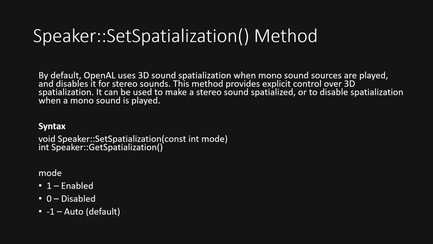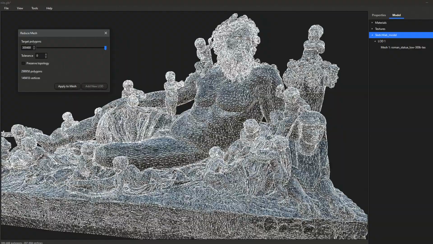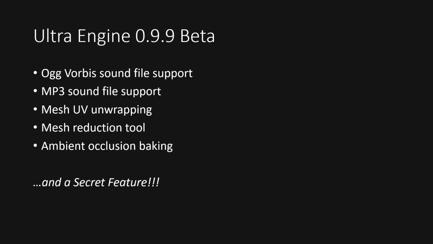So secret feature, that's the 6th one. You've got 6 in total on top of the UV unwrapping, OGG support, MP3 support, mesh reduction, and ambient occlusion baking. This is a lot of small stuff. There's a lot of small stuff that just makes everything better to use.